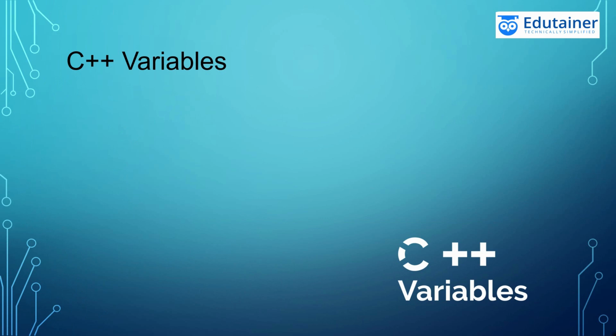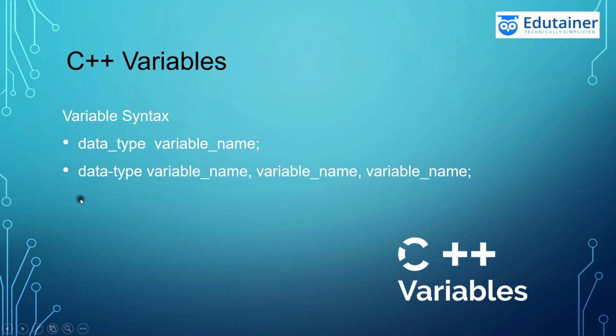So let's see the syntax. Data type, variable name. Over here we will be having data type. It can be integer, character, float or double. And over here we will be having the variable name. It can be of any kind of alphabet or a letter. We are having another syntax having a single data type and multiple variable names. All the multiple variable names will be having the same data type.